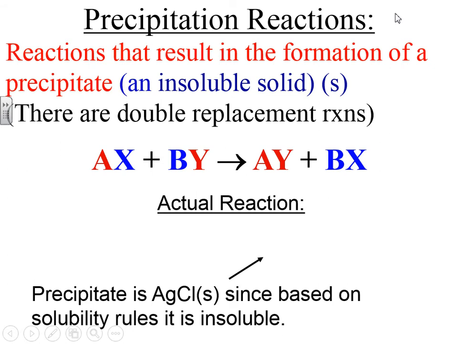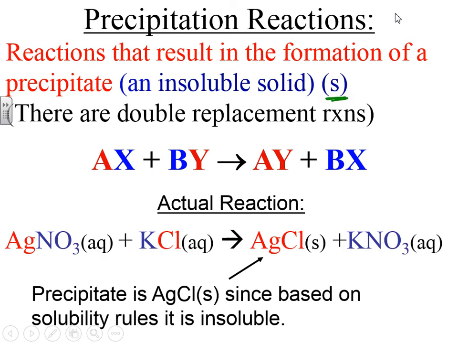Okay, so we're going to finally finish talking about how these solubility rules apply in precipitation reactions. Precipitation reactions, remember, are reactions that result in the formation of a solid, a precipitate. A precipitate is actually one of these insoluble solids that we've talked about using the solubility rules. And these are double replacement reactions. So here is an actual reaction. This double replacement reaction that we've seen before is actually a precipitation reaction.